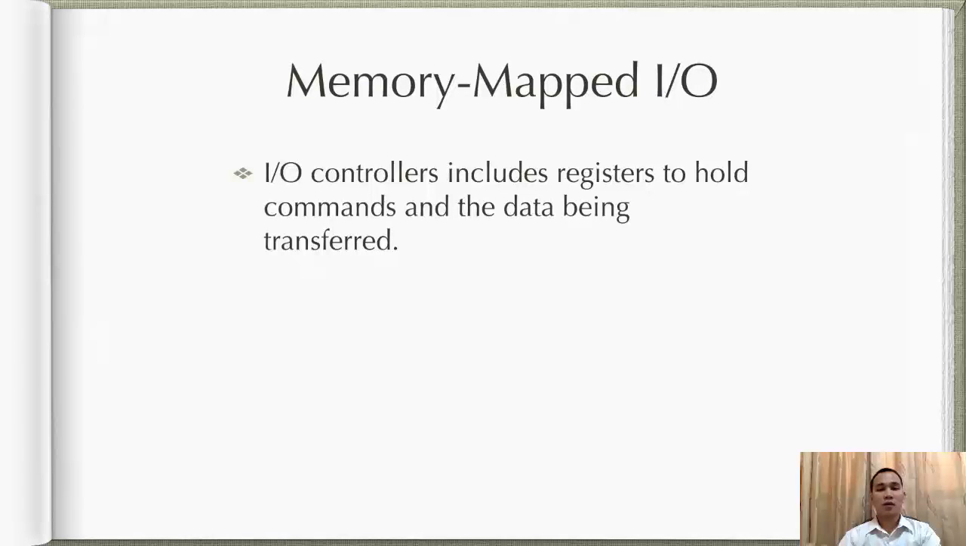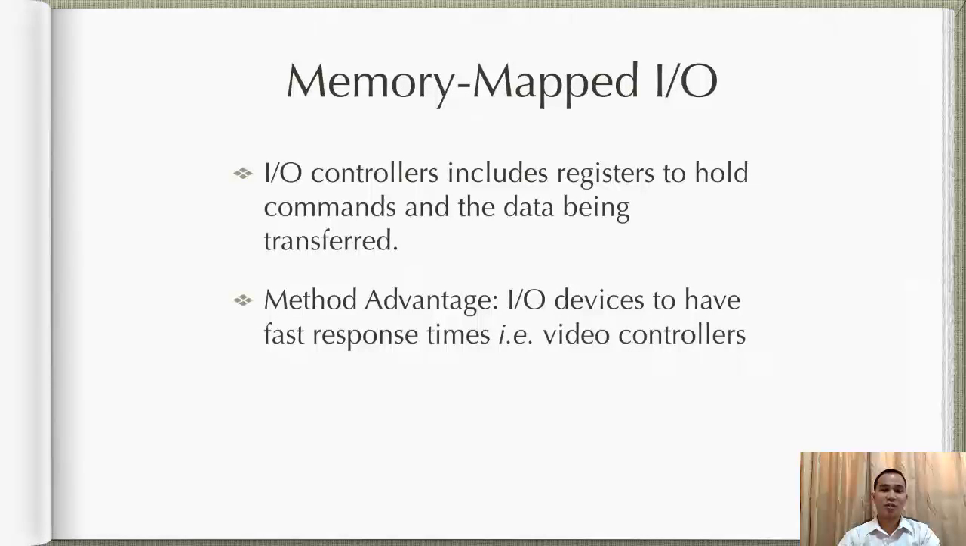To send out a long string of bytes through a memory-mapped serial port, the CPU writes one data byte to its data register and sets a bit in the control register to signal that the byte is available. The device takes the data byte and then clears the bit in the control register to signal that it is ready for the next byte. Then the CPU can transfer the next byte. This method has the advantage that I/O devices will have fast response times.